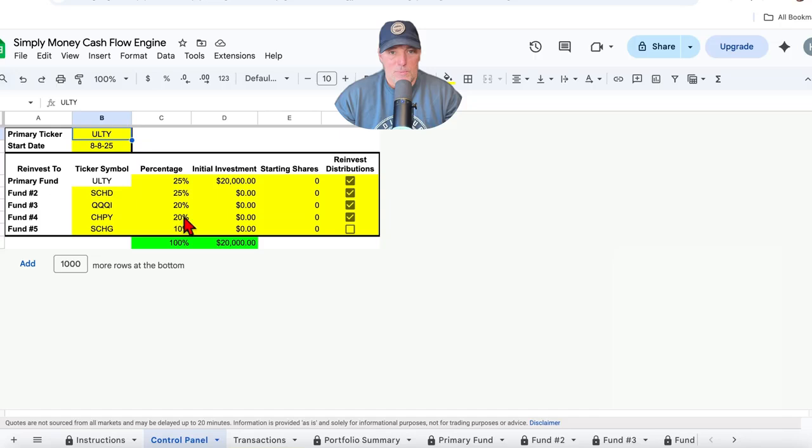Chippy, same thing, 20% of Altis and reinvest its distributions. SCHG, we're going to put 10%. And I have that turned off right now only because I did not put any of the distributions that SCHG pays, because they were so small. They're pretty negligible, so I didn't mess with that right now, but you could turn that on or off. Again, these are the things that you control at your control panel.